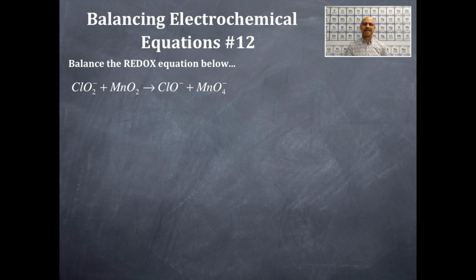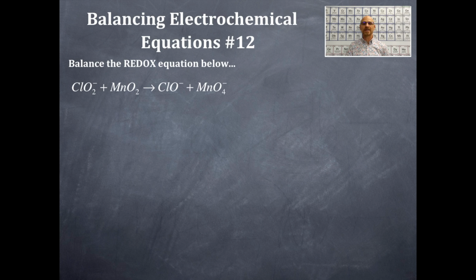It is the chlorite ion plus MnO2, that's the manganese dioxide, gives you hypochlorite, that's ClO minus 1, and the permanganate ion. This is in a basic solution, so it's another one of those in basic solution problems. The first thing that we need to do is assign oxidation numbers for every single element.